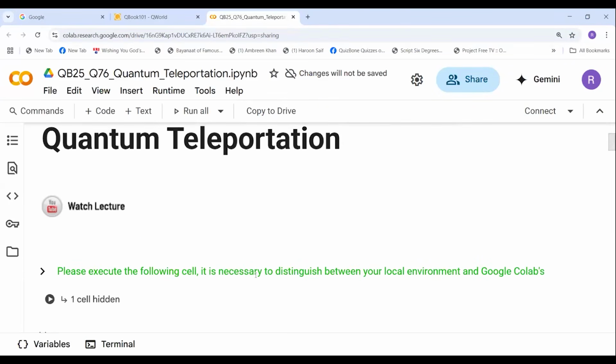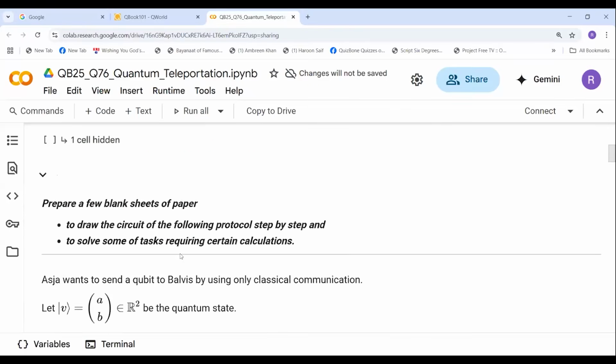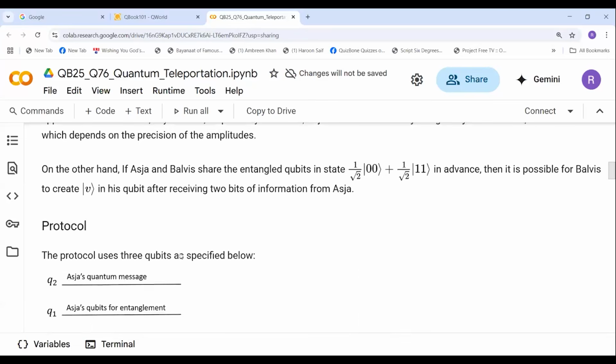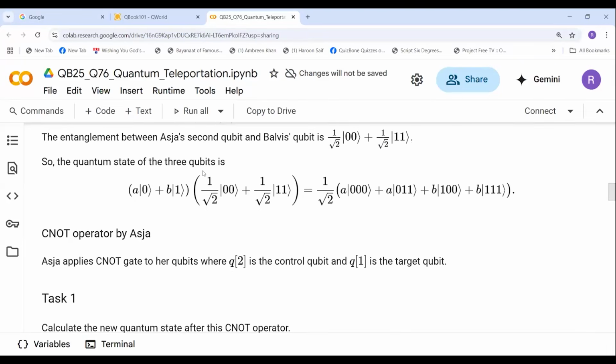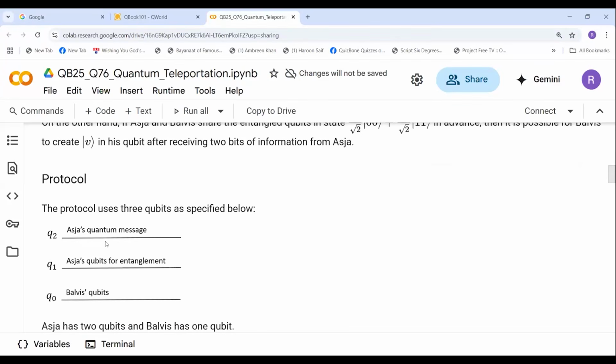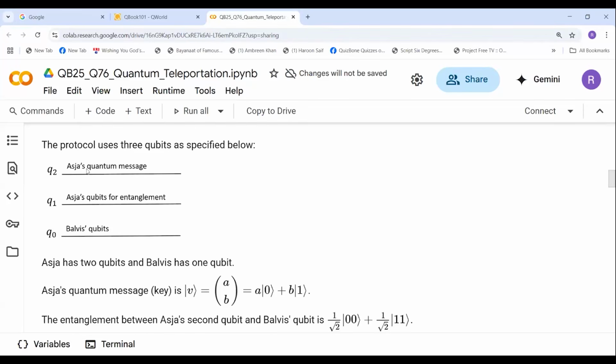So this is the notebook that has been provided, and it contains the quantum teleportation protocol, and the protocol has been discussed in detail over here. Exactly like I earlier discussed. So I am using the names Alice and Bob, but in the notebook we have the names Asia and Balvis. And exactly as I discussed earlier, there are two qubits. Asia has two qubits and Balvis has a single qubit.